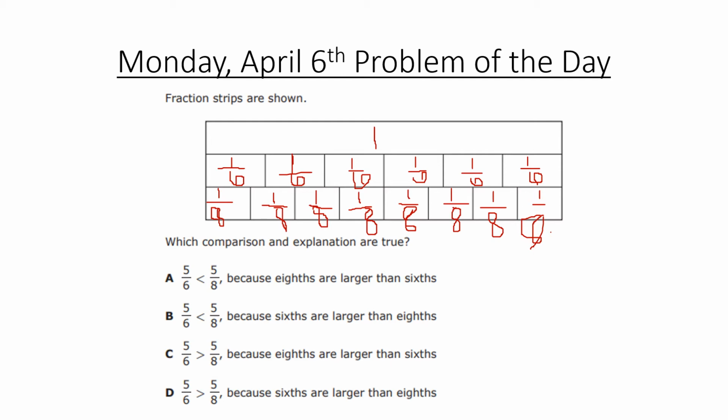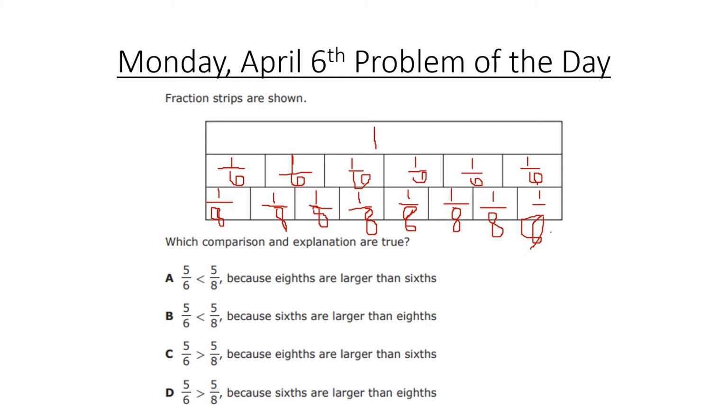You can also cross multiply to see which is the bigger fraction as well. Okay, so let's start with A. It says 5 out of 6 is less than 5 out of 8 because 8s are larger than 6. So this is a two-part problem. So I need to look at the fractions, and then I also need to make sure that the sentence that goes with the fraction is in fact true.